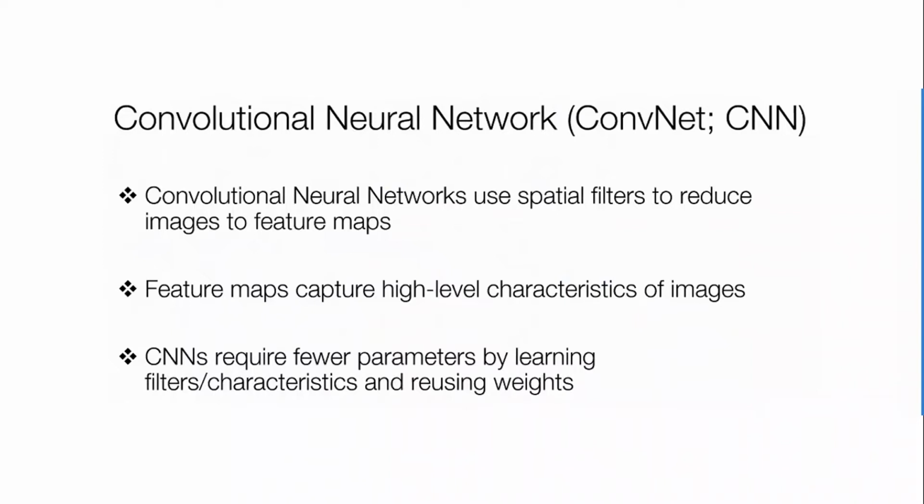But what is a convolutional neural network? Well, a CNN uses spatial filters to reduce images to feature maps. So the idea is that you can have a very high resolution picture, and you will employ different filters to reduce the images to specific features that you hope are going to do a good classification after you train the neural network.